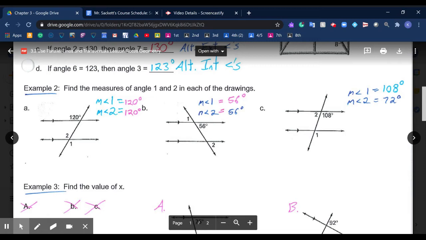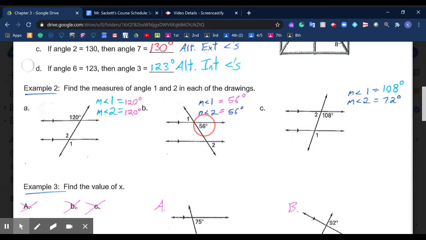Then we're dealing with part B. We have 56 degrees here, so 56 degrees is a vertical angle to angle 1 here. So angle 1 is also 56 degrees. Or if I wanted to, I could figure out that angle 2 is a corresponding angle to 56 degrees, telling me angle 2 is 56. And then I could say that angle 2 and 1 are alternate exterior angles, making 1 56 degrees as well.